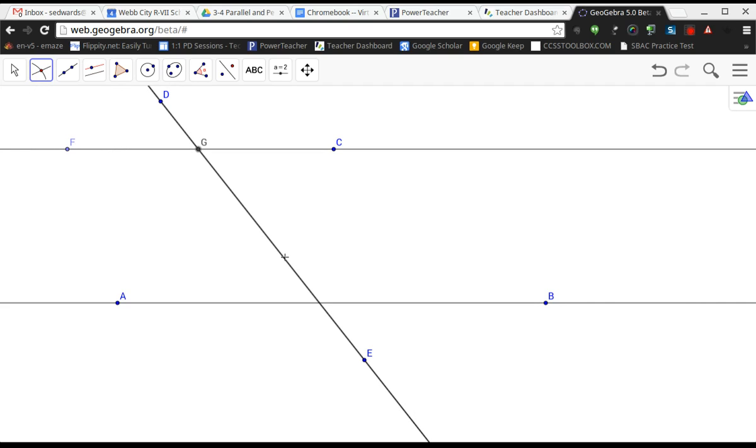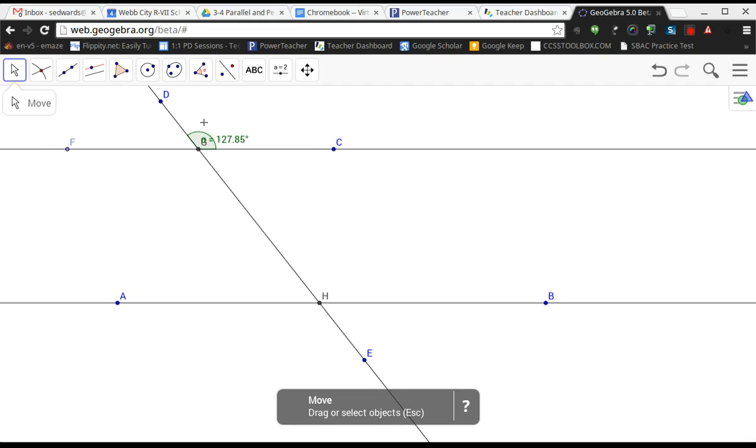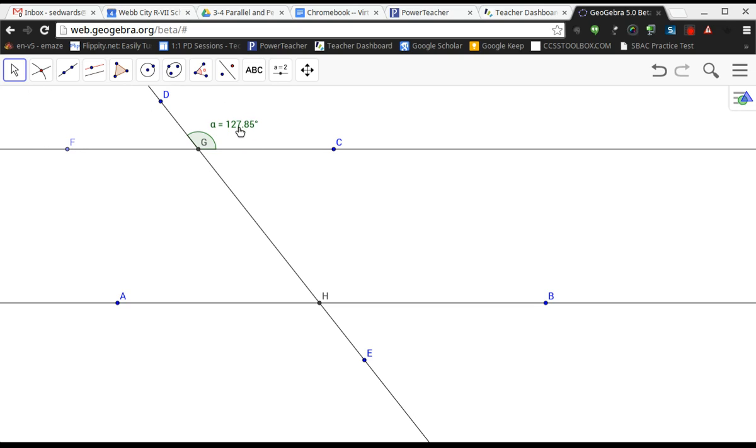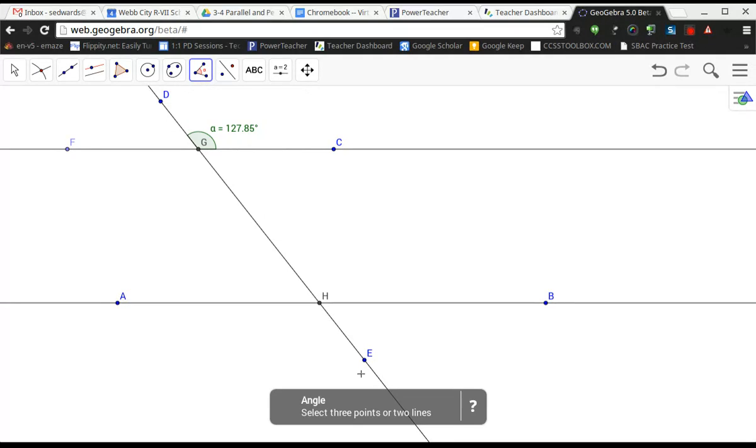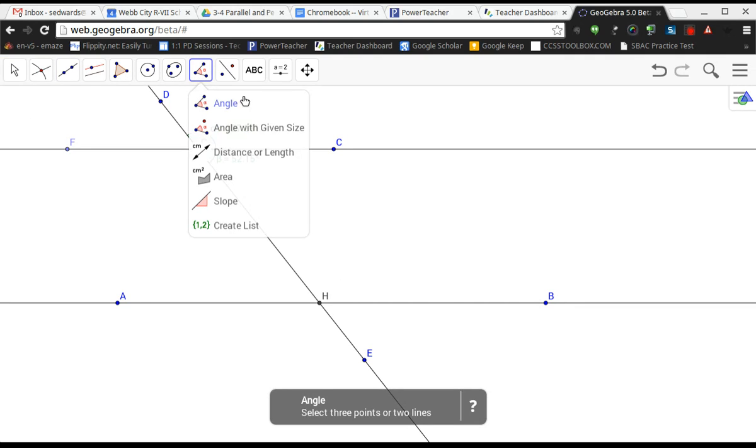And we're going to do that for both of them. Okay, so now we can measure our angle measures. And you're going to select the 3 points. Now you're going to want to grab the arrow key and move this over so that we can see it a little bit better. And then you'll go back to measuring the angle. And again, you're going to grab over here and move that out of the way.